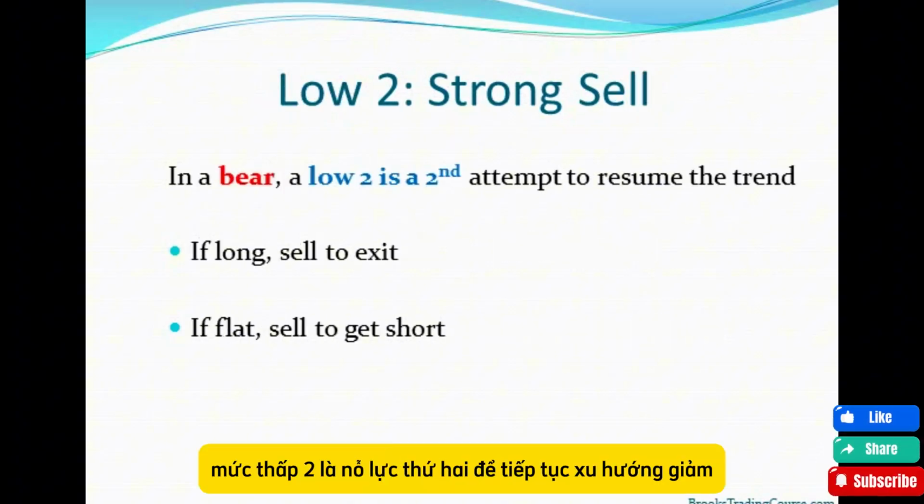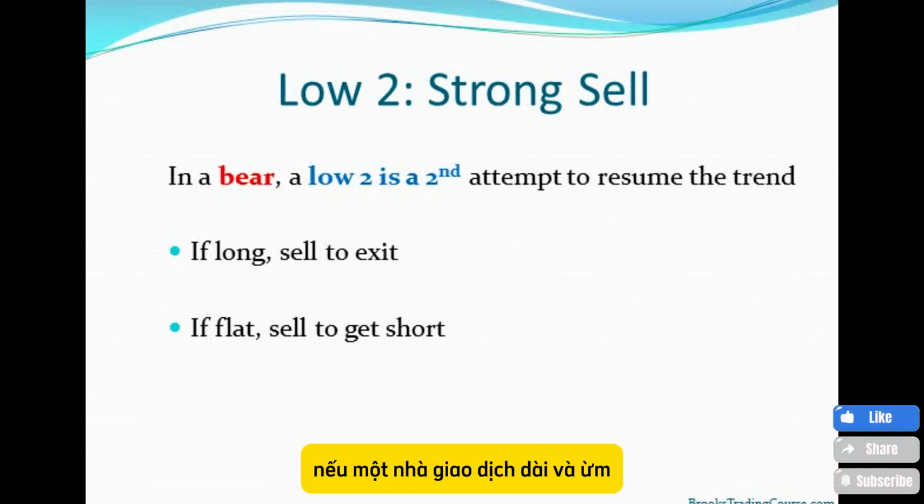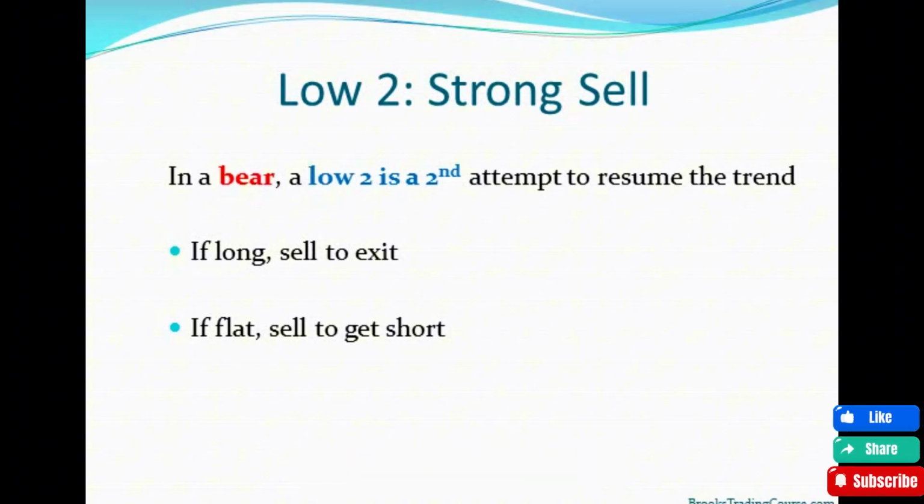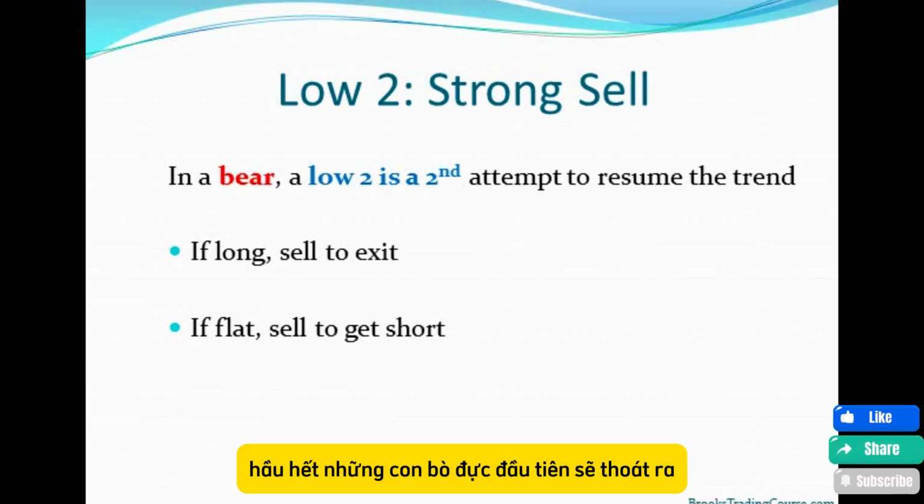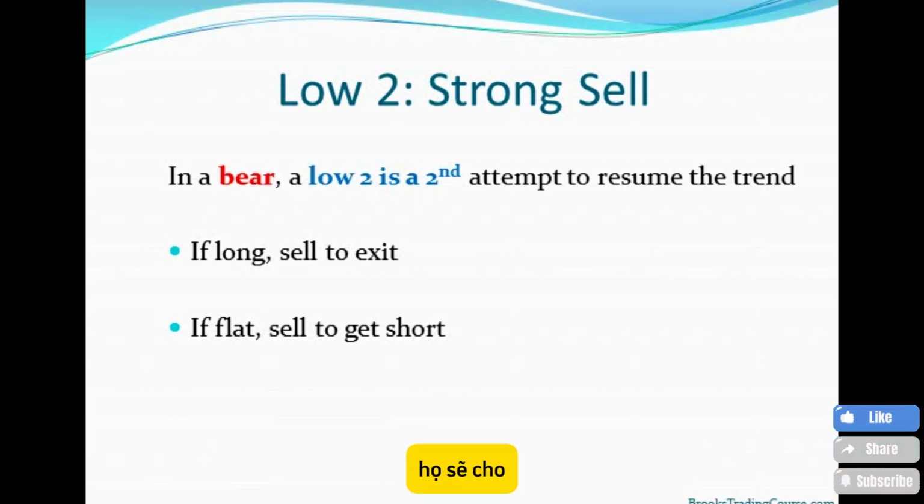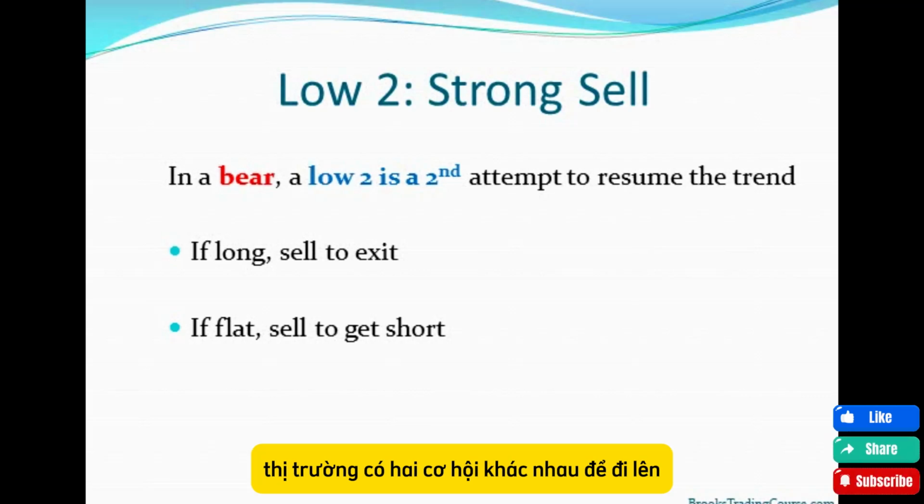In a bear trend, a low 2 is a second attempt to resume the bear trend. If a person is bottom picking and they're long and the market goes up and then triggers a low 1, they might hold long. If it goes up again a second time and turns down a second time, triggering a low 2, most of those early bulls will exit. They would have given the market 2 different chances to go up, and if it failed both times, they would be concerned that the bear would be resuming, and they would exit when the low 2 triggered.